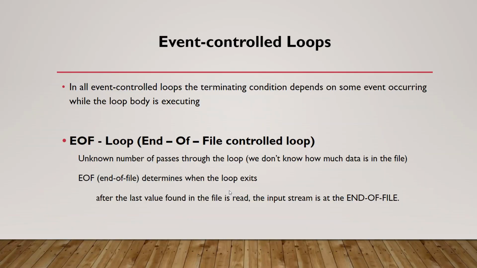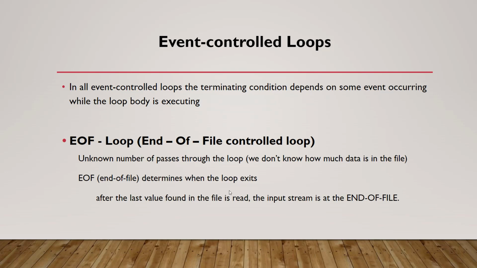Now, if we move forward, an event-controlled loop, the terminating condition depends on some event occurring while the loop body is executing. So we need something that is kind of like our LCV, our loop control variable, and we need to modify it in some way, but we don't know when it's going to end exactly. So the first example of this is an end of file loop. We don't know how much data is in the file. When we reach the end of a file, our DN is going to tell us when to exit the loop.